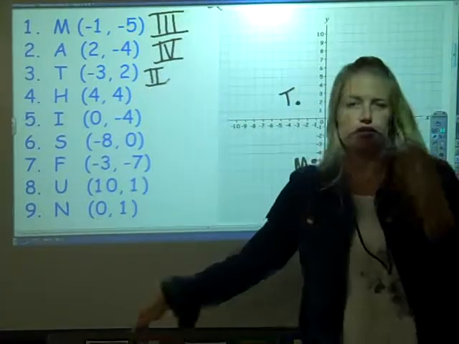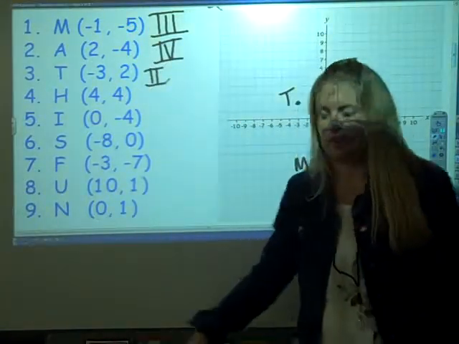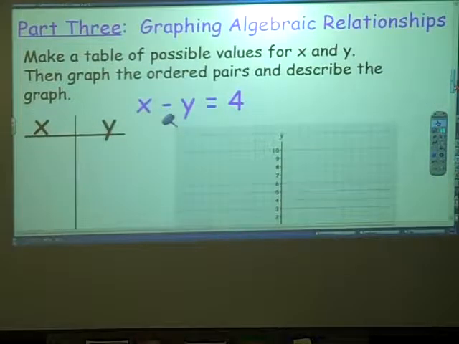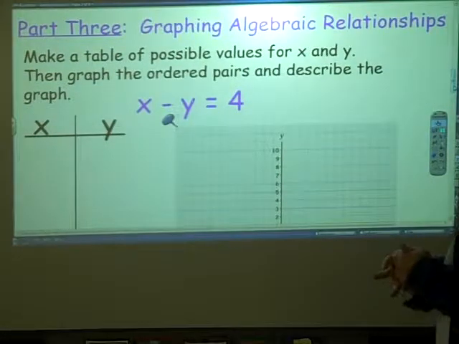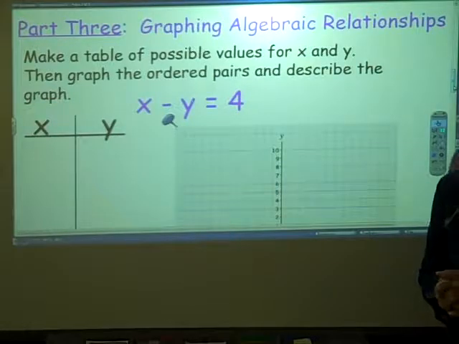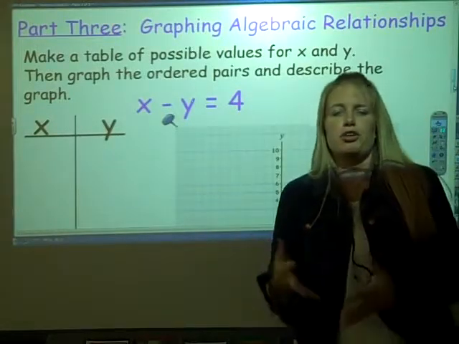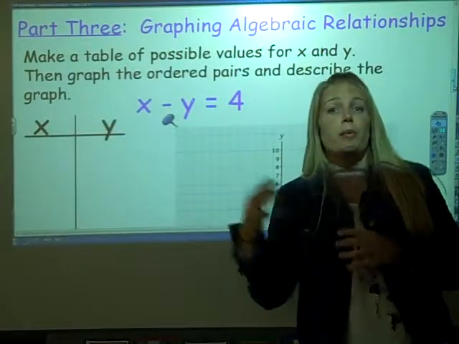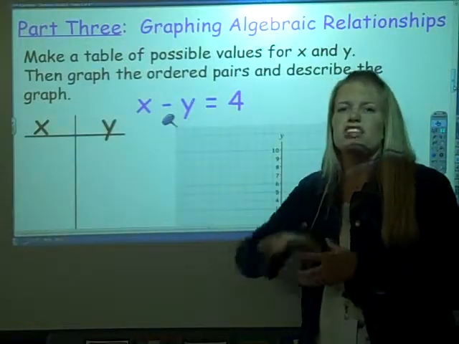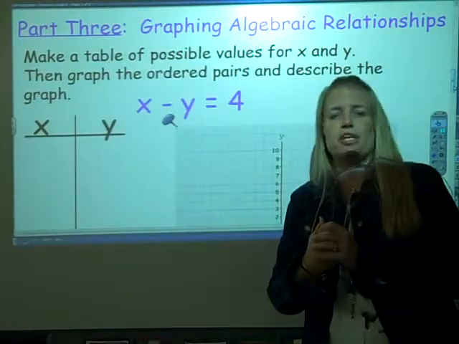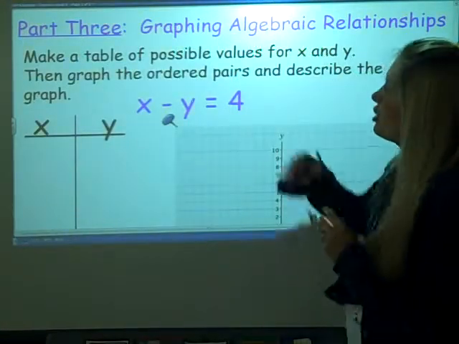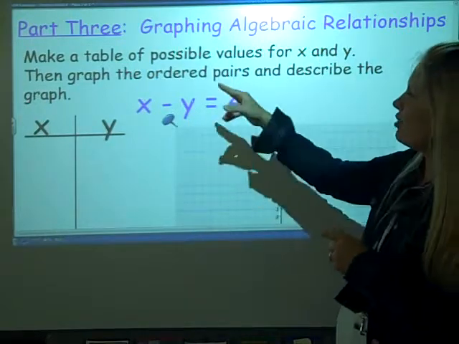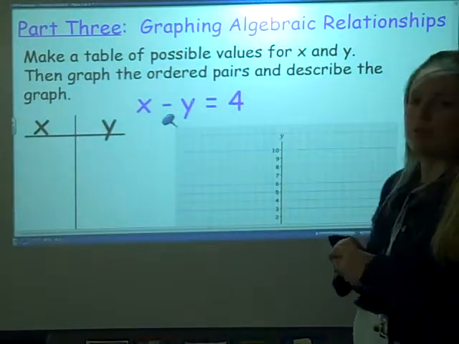Okay, you're going to finish the rest of Math is Fun. All right, next. Part 3, graphing algebraic relationships. So now I'm going to start giving you some equations. They're going to have 2 variables, an x and a y, and you need to come up with ordered pairs that work. I will tell you there are tons of ordered pairs that work. We'll actually go over how many there are. You're going to make a table of possible values for x and y. Then you're going to graph the ordered pairs and describe what you see.